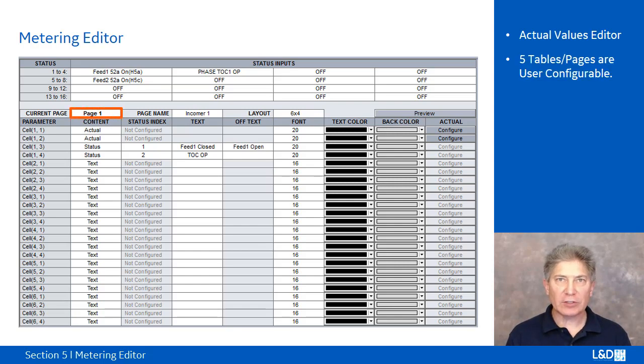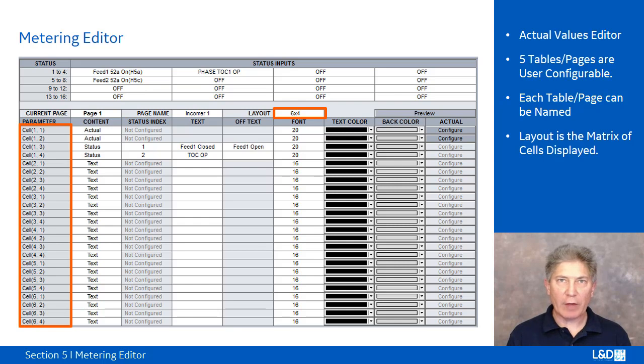It creates pages of actual values for the graphical front panel. There are 5 pages to select from in a pull-down menu that are user configurable. Each page can be labeled. Here this page has been labeled as Incomer 1. The layout indicates the matrix of cell arrangement that will be displayed on the graphical front panel. So 6x4 means that there will be 6 rows and 4 columns. So cell 1,1 is row 1, column 1, and this indicates the top left location on the graphic display.